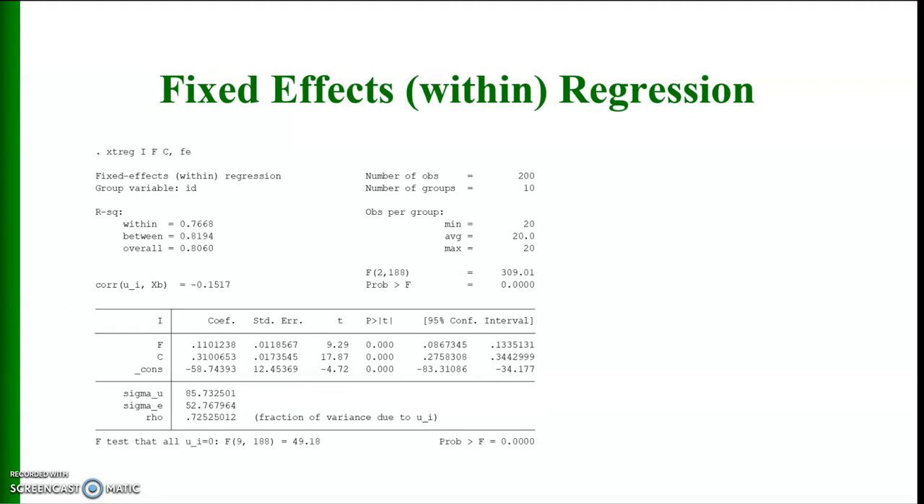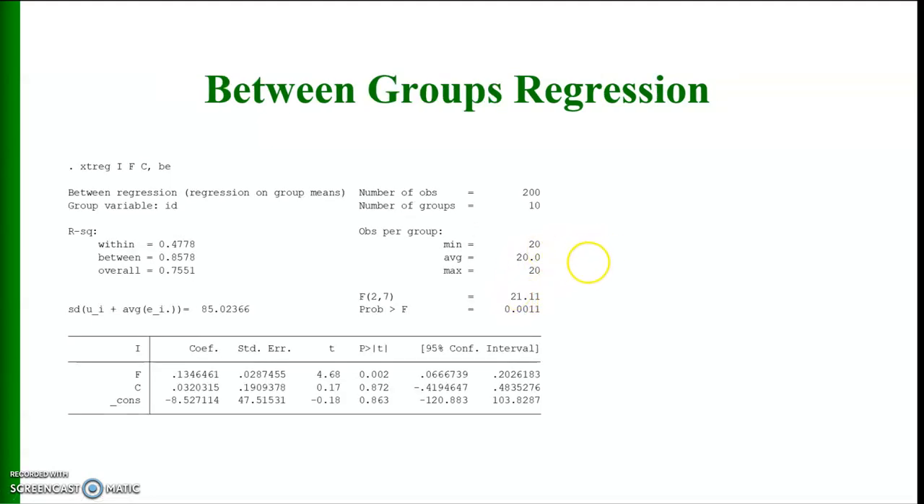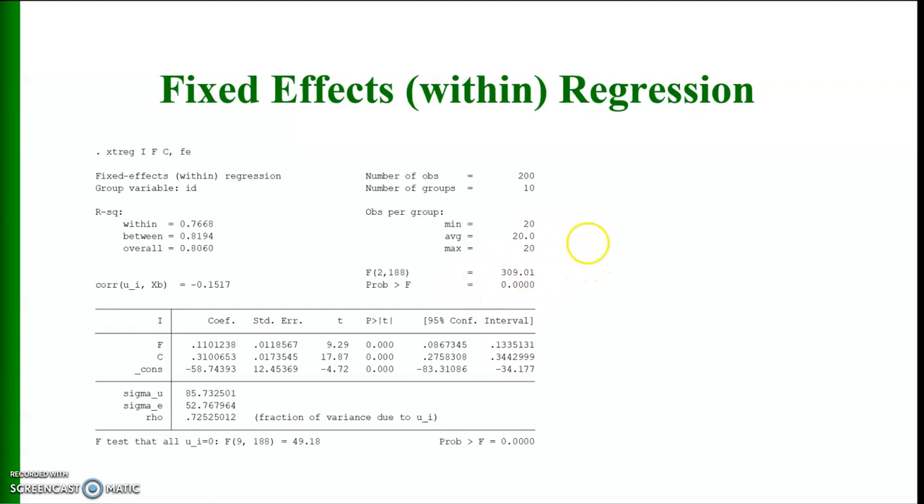This is the fixed effects or within groups regression, and the command for this one is xtreg I F C, comma fe, and these are the results. These results and the previous results are more or less the same, and here is the F stat value, that is 309. This F value is greater than the one in the previous model. In the previous model it was 21, but in the within model it is 309.